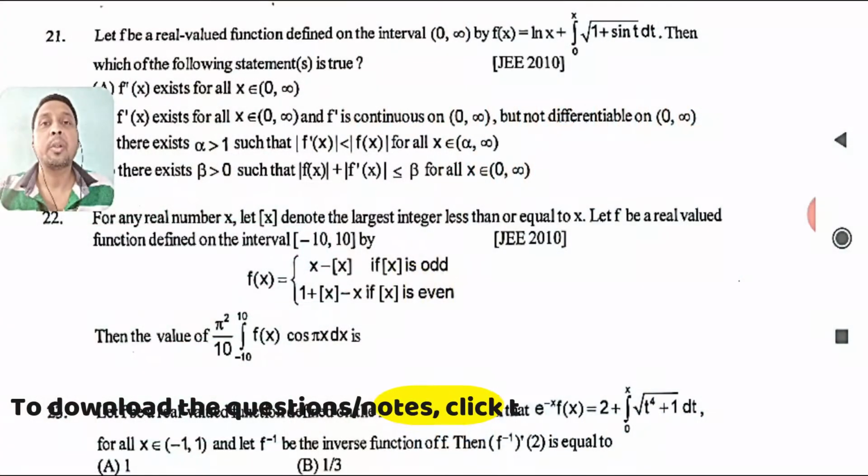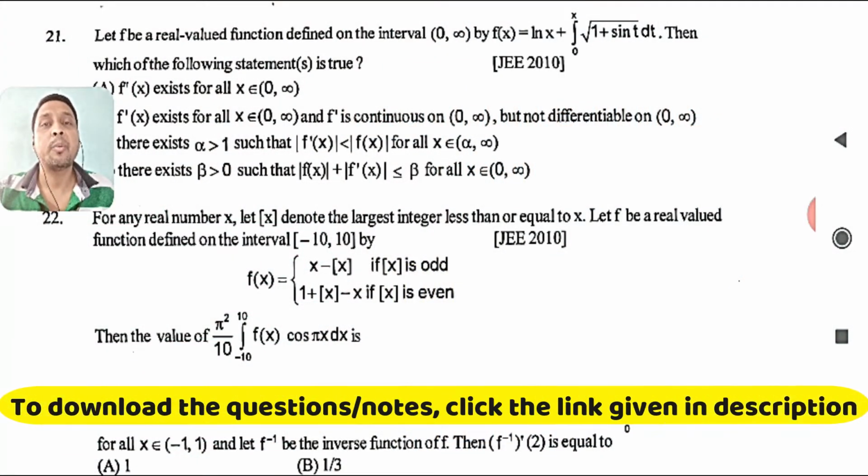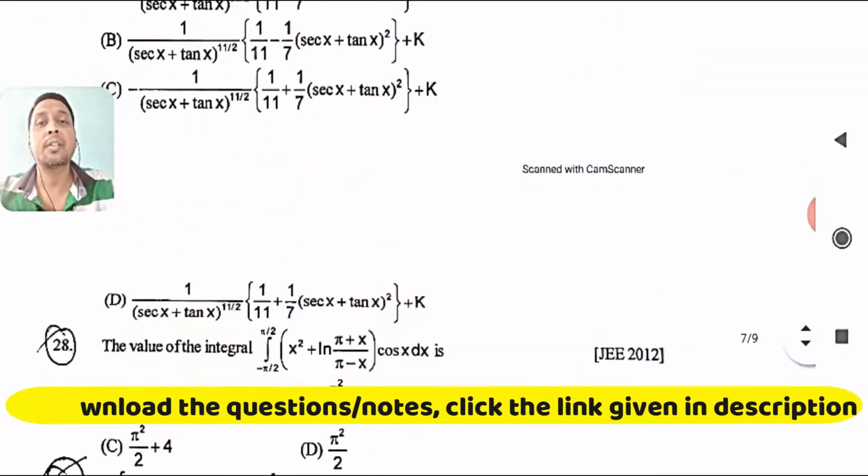Okay students, welcome you all to this new lecture in advanced level where we are solving previous year IIT JEE questions on definite integral. So in this lecture we will be solving from question number 21 to question number 30. Okay, then let's try to solve this question.